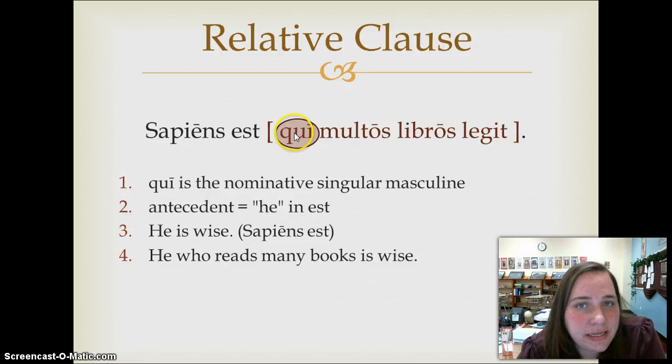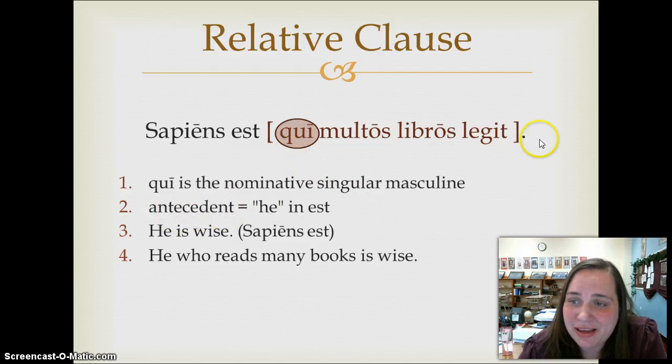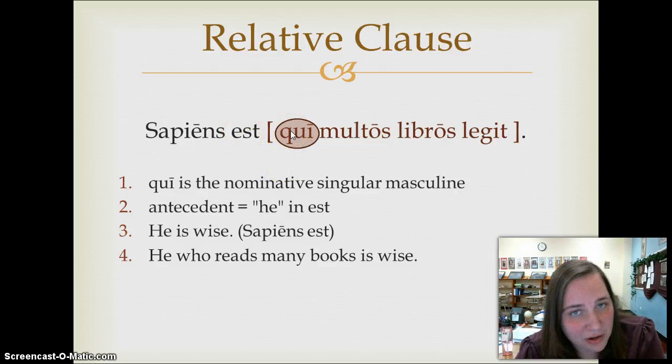Qui is nominative singular masculine, so its antecedent is going to be the he in est, okay? The he in est. So if we translate the main sentence first, sapiens est, he is wise, and then we understand that we have to translate the relative clause after the he in the est. So he, qui, who reads multos libros, many books. So he who reads many books is wise.